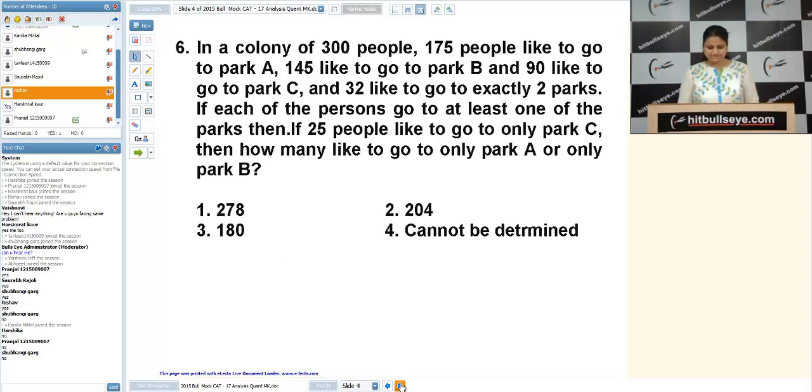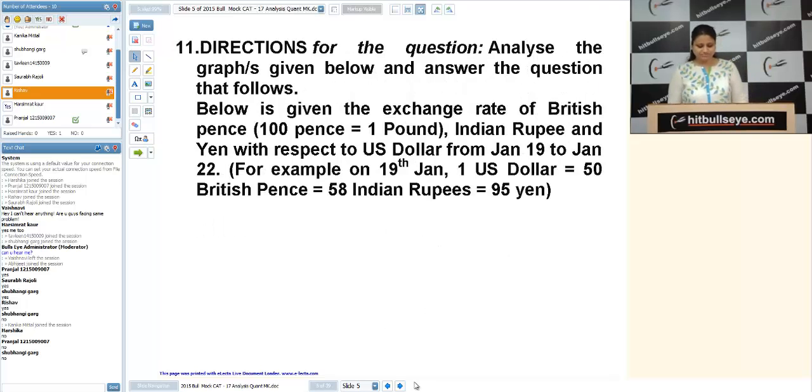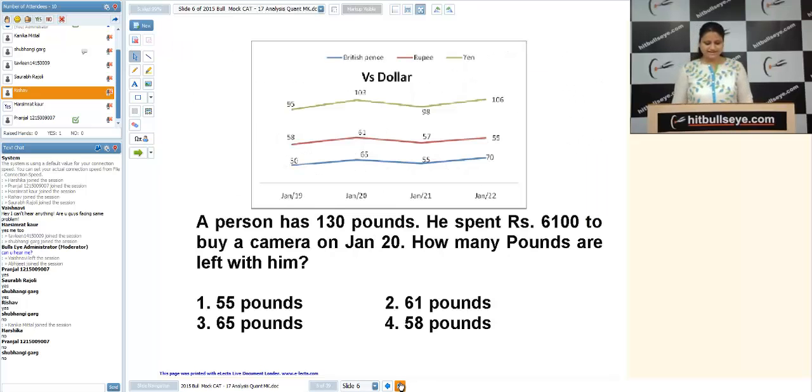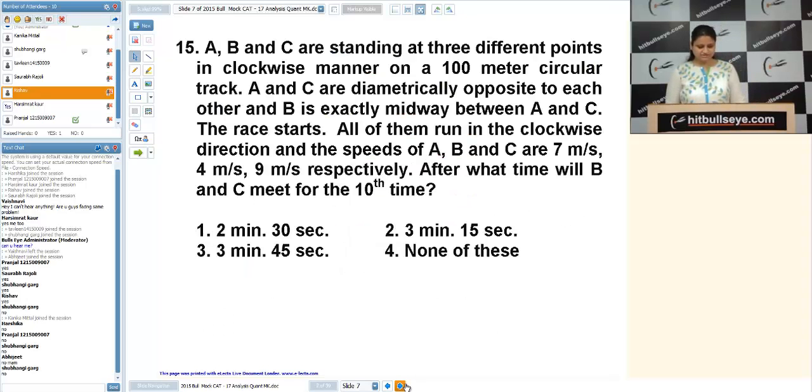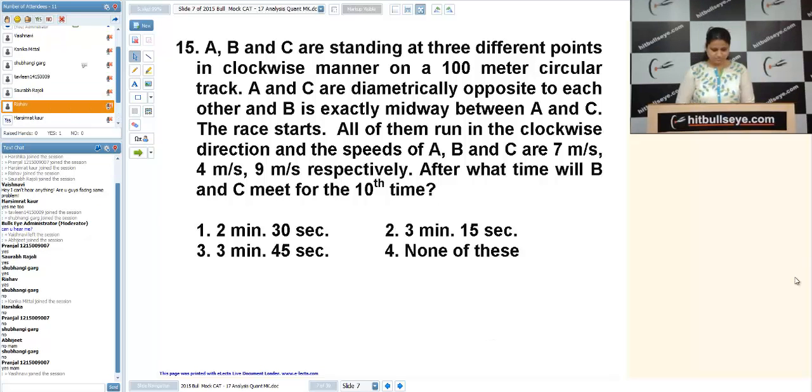Question number 6. Okay, come to question number 11. This dollar set. I have selected one question of this set. All questions are similar. Any problem in this question? Okay, very nice. Question number 15. Any problem in this? Okay, let us see.